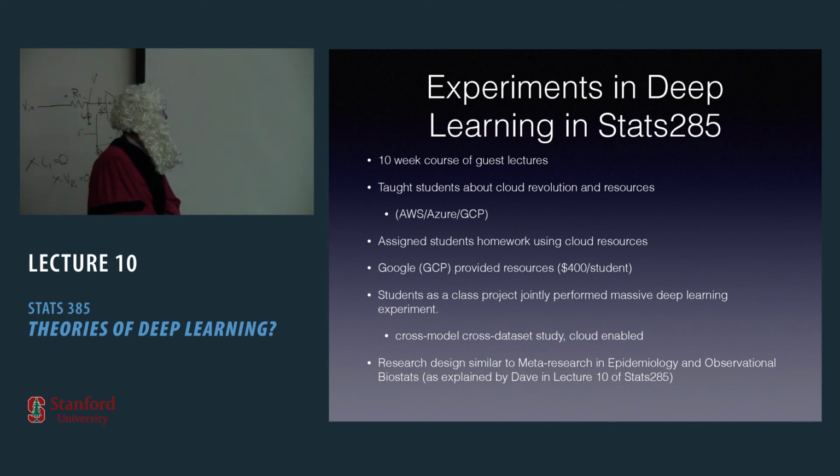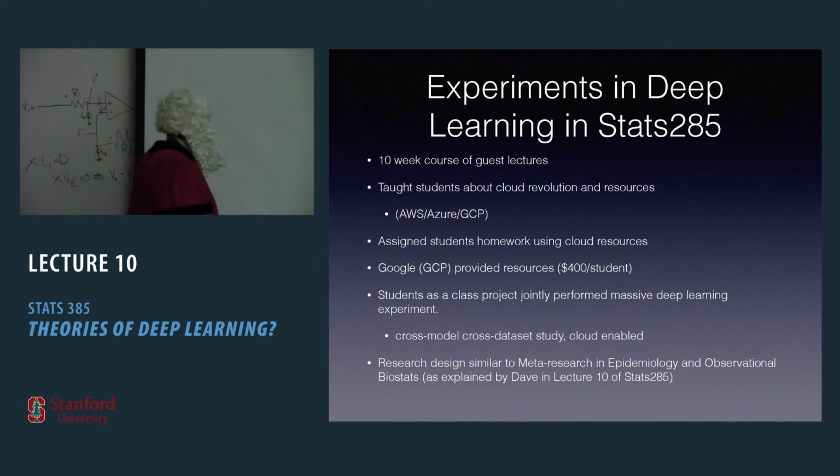revolution and resources and how these phenomena like AWS, which currently has 6 million cores available for use, had arisen because of smartphones and infrastructure. We assigned students homework using cloud resources. Google, via its Google Cloud Platform, provided the compute resources for our students to do ample amounts of computing. They gave $400 budget per student, which is quite a lot. One CPU hour costs about 3 cents. So $400 will go a long way.